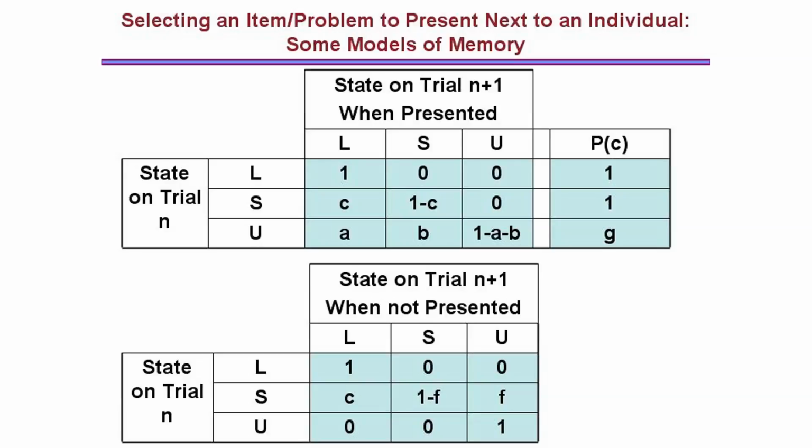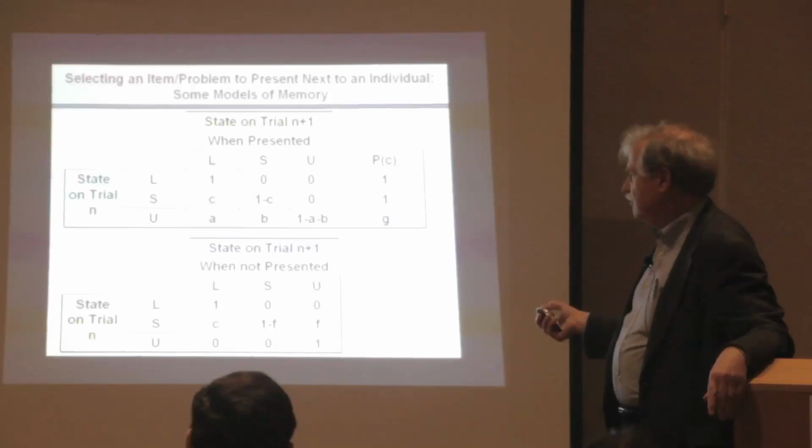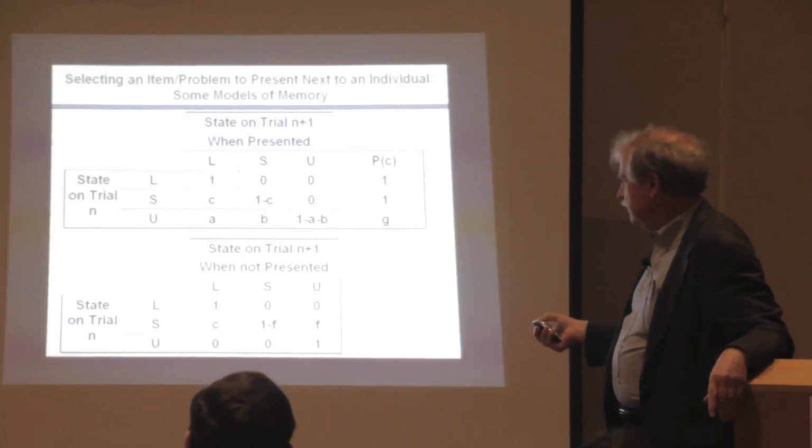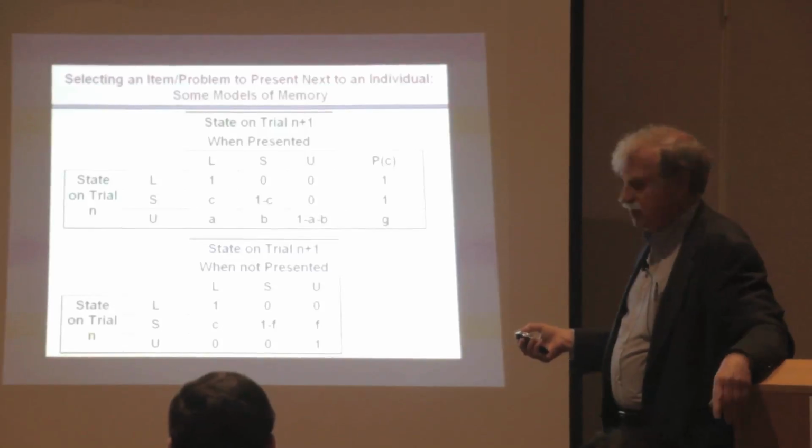And we have a nice little model of memory, and I won't go into this too much, but it was just a three-state thing. It's learned, short-term, unlearned. If you knew the thing, then the probability of getting it correct next time around was going to be 1. It wasn't going to drop back to the short-term or the unlearned state. If it's in the short-term state, then it had a probability of leaping up to the learned state with probability C and staying in the short-term state with, of course, 1 minus C, and so forth. Unlearned, so you can even leap up from unlearned to learned with probability A.